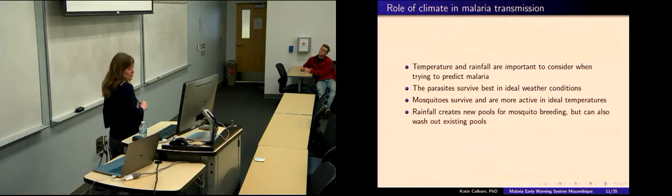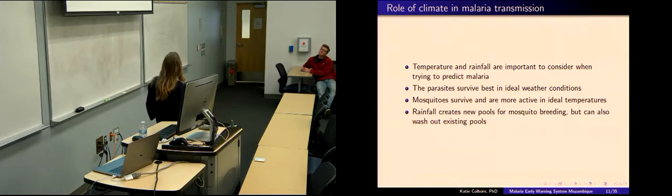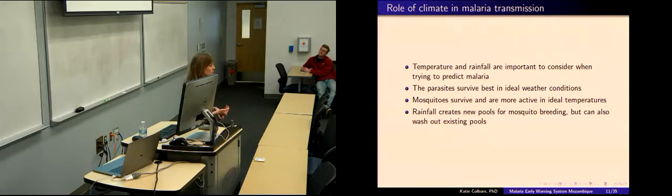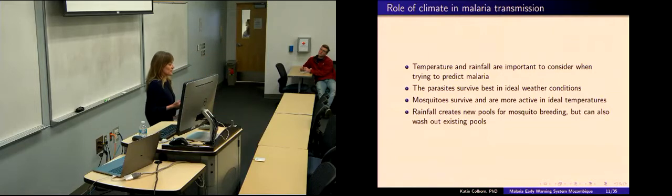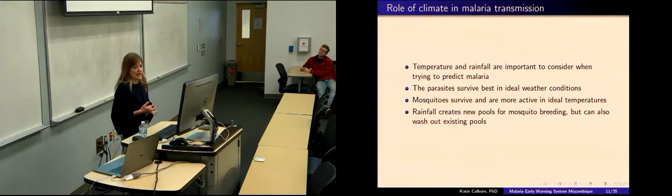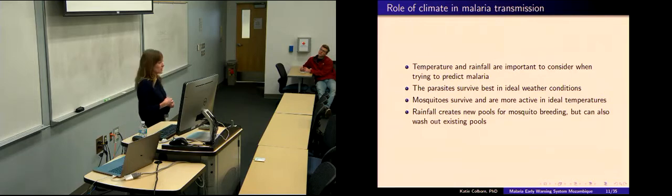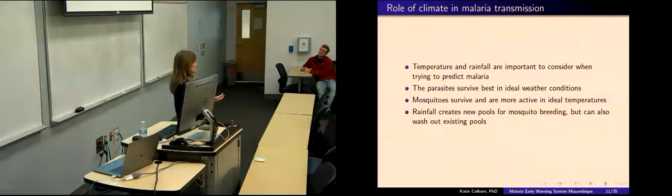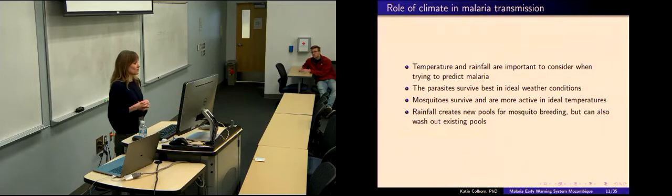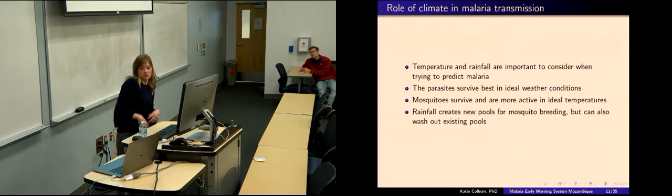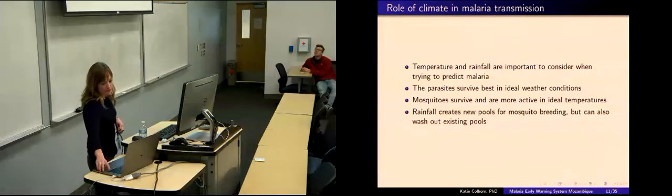And the reason is, temperature and rainfall are important to consider because they tend to affect mosquito breeding, development of the parasite and survival of the parasite. And in Africa, these tropical climates tend to be a very ideal setting for both the parasite to thrive and for mosquitoes to survive and reproduce.